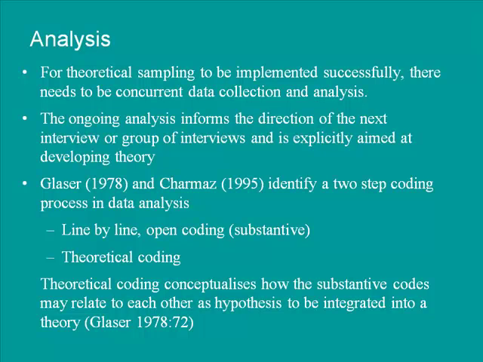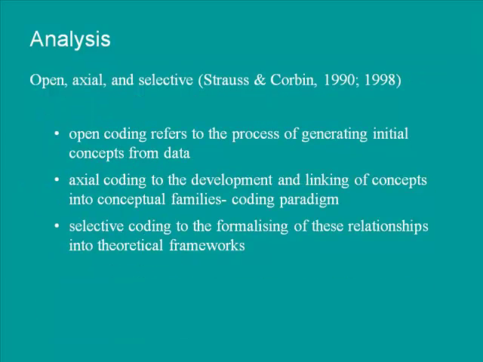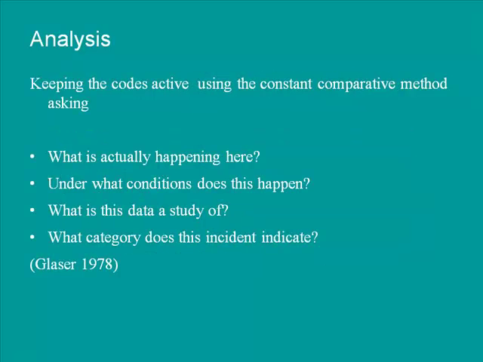Analysis, and again, I think this is where Glaser and Strauss particularly diverge a bit. Glaser and Charmaz identify a two-step process where you do line by line or substantive coding, and then once you've done that, you start moving up to a more theoretical level to conceptualize how those codes relate to each other. Strauss and Corbin use a slightly different terminology. They talk about open, axial, and selective coding. And I think it's at this axial coding level where things get extremely complicated in the way of linking concepts and conceptual families and coding paradigms. I won't go into too much detail about that.